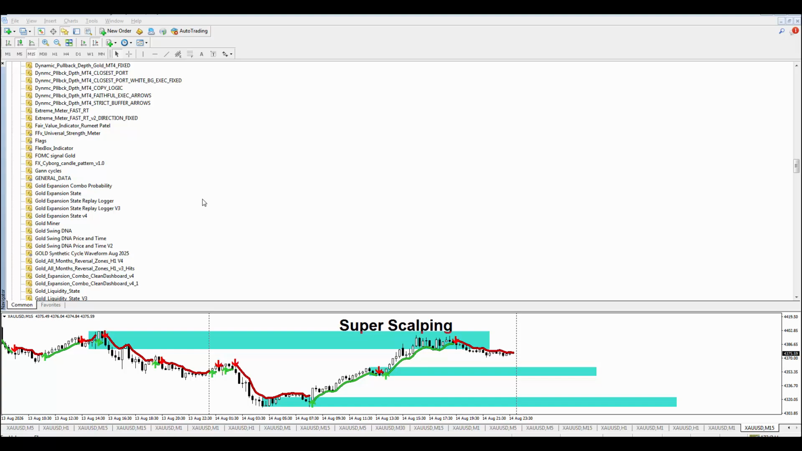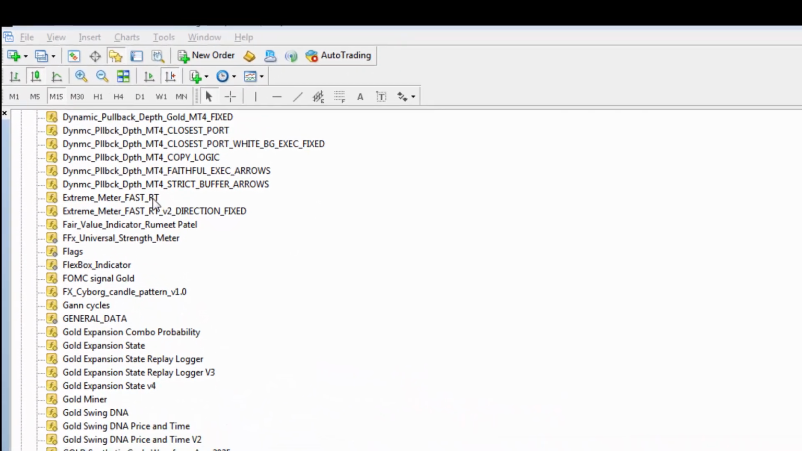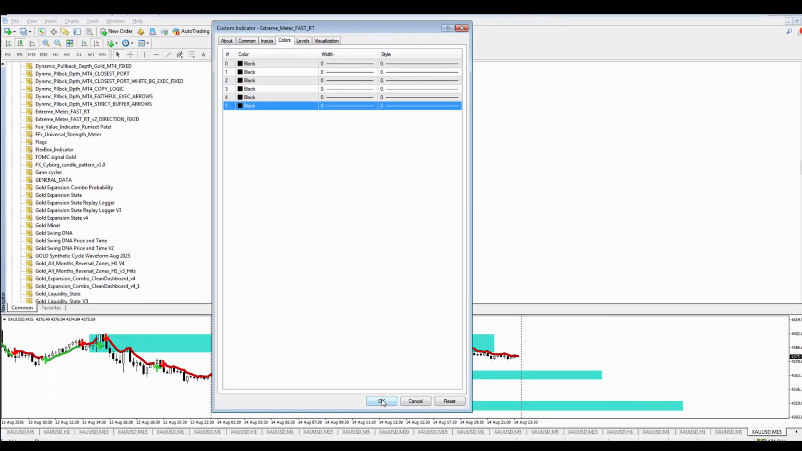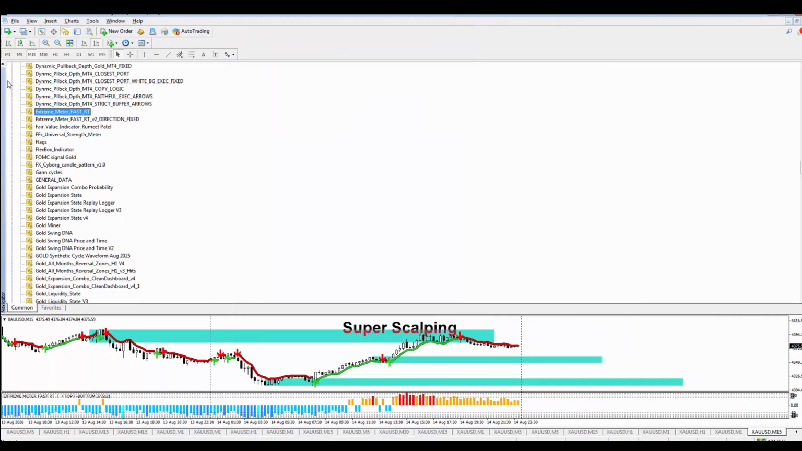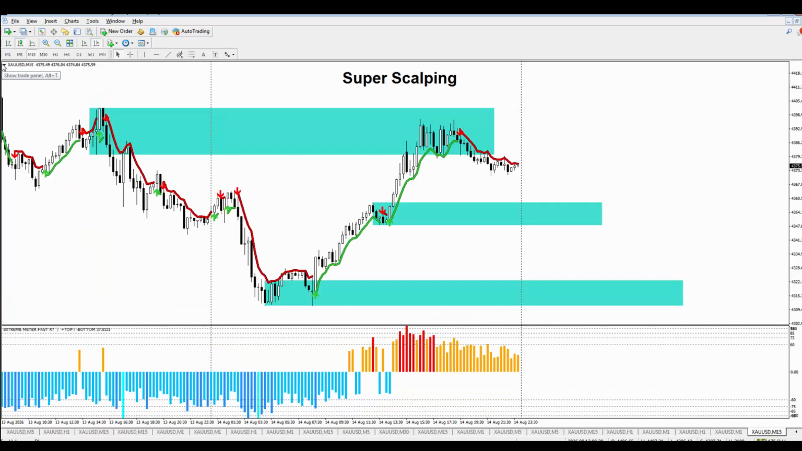Now the next indicator that we want to put onto the chart is called Extreme Meter Fast RT. So I'm going to put that one on, then I'm going to explain exactly what Extreme Meter Fast RT actually does. Well, it's in the name really. It shows you when the market is meeting an extreme. So an extreme is shown here on the chart with the red histogram, and at that point you should be aware that this market might actually change direction.